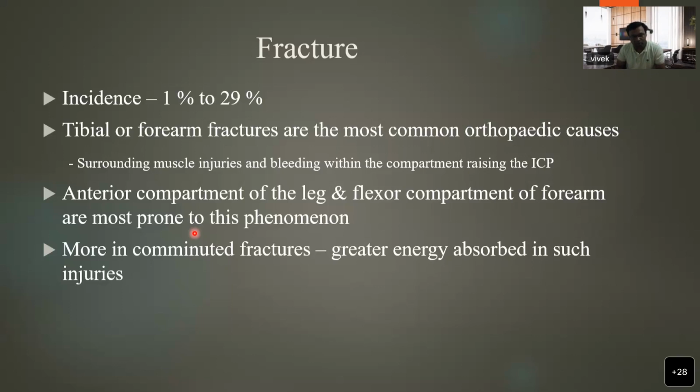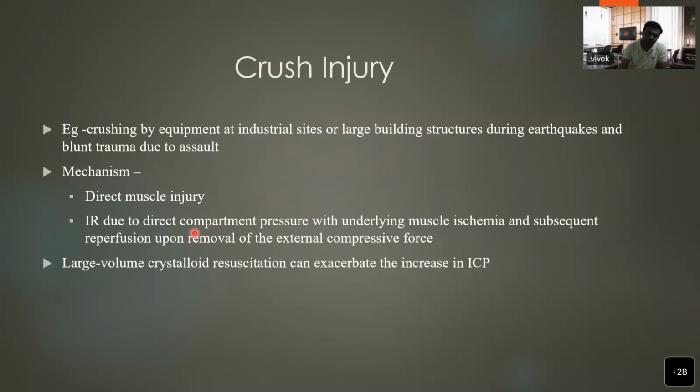Compartment syndrome is more common in comminuted fractures, wherein greater energy is absorbed in such injuries. Another cause is crush injuries. Examples are crushing by equipment at industrial sites, by large buildings due to earthquakes, or blunt trauma during assault. The mechanism is basically direct muscle injury and ischemia reperfusion due to direct compartmental pressure, which leads to underlying muscle ischemia and subsequent reperfusion upon removal of the external compressive force.